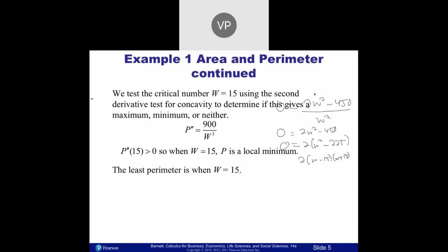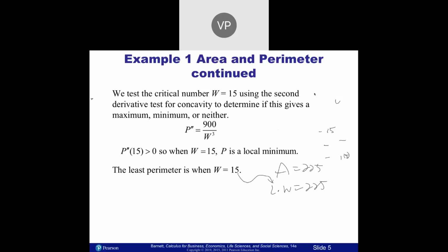Now, don't forget, sometimes they ask you, what was the length? What was the width? If they ask for the width, we have it. It's 15. If they ask for the length, we have to go back to the original equation and say, well, I know that the area was 225. Therefore, length times width equals 225. You plug in this 15 right here for the W, and it won't make a difference, but now L is also 15.